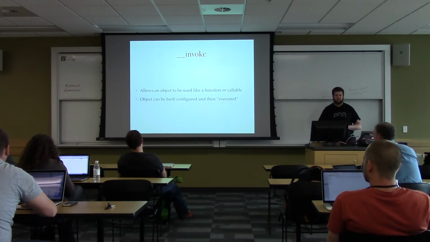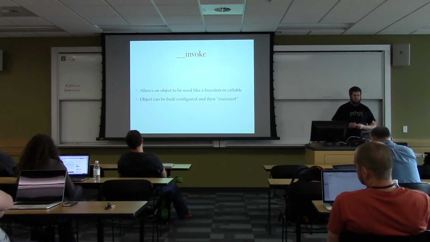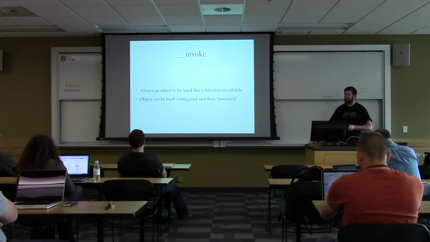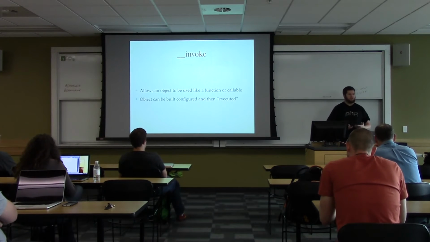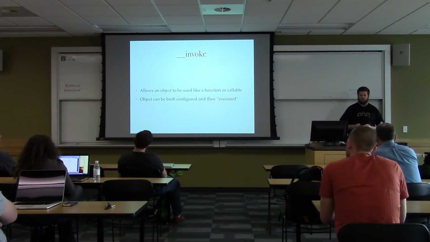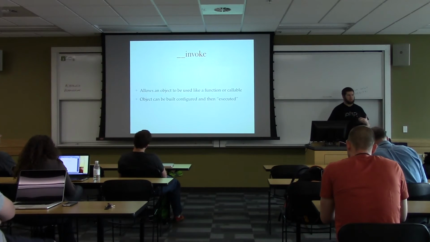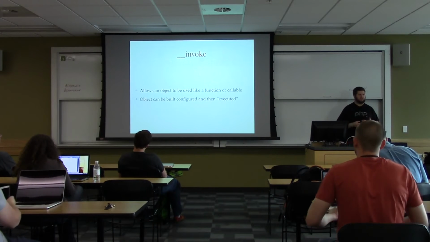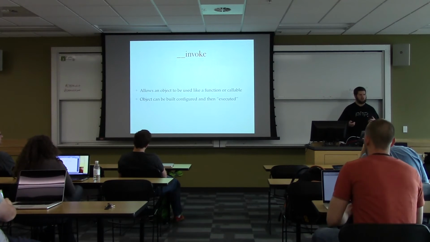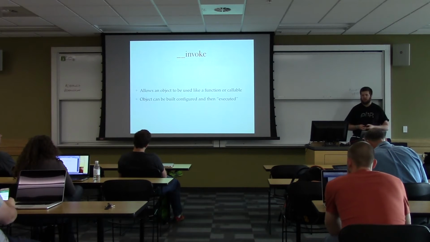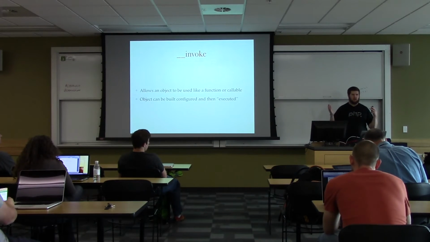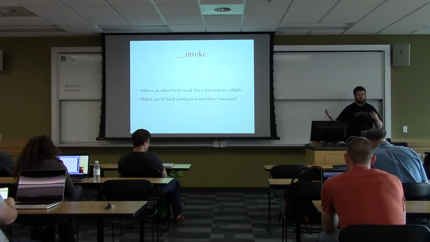All right, so next is Magic Invoke. This is a newer one. I want to say 5.4, but I'm not positive. The docs will tell you which. It allows you to treat an object as though it's a function or a callable. So this is pretty powerful. You can build up an object, configure a whole bunch of stuff, and then you can pass it into something that accepts an object, or you can call that object just like it's a function. So instead of having, say, loads and loads of parameters on a function, you can build an object, configure that object, and then use it.